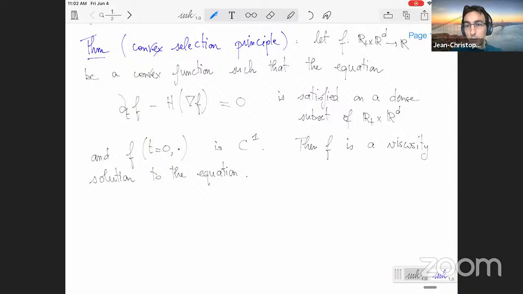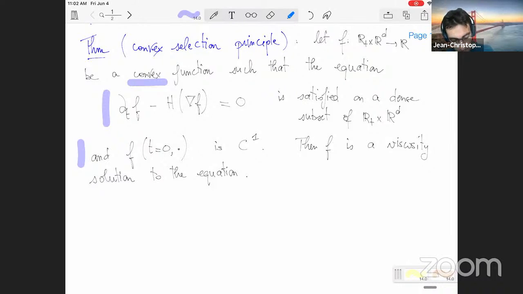And the statement is the following. It says that if I have a function, let me highlight the important parts, which is convex and satisfies the equation here on a dense subset of the set where it's defined, and also if the initial condition is C1, then this function must be a viscosity solution of the equation.